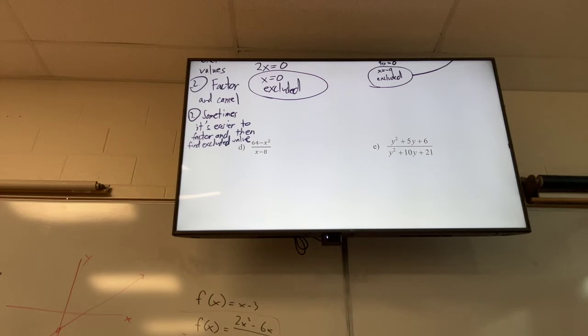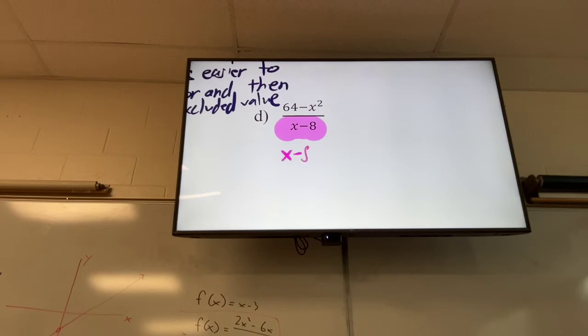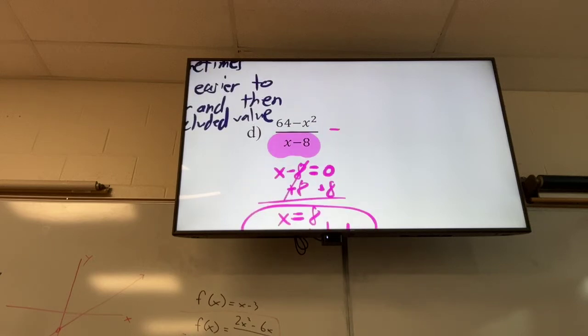There's just multiple parts. Okay, so here, what are my excluded values? This one's easier. We just set the bottom equal to 0 and we solve for x. Okay. So x equals 8 gets excluded. And this is a lot easier because it's a lot easier to factor. The bottom can't factor. What does the top factor to?